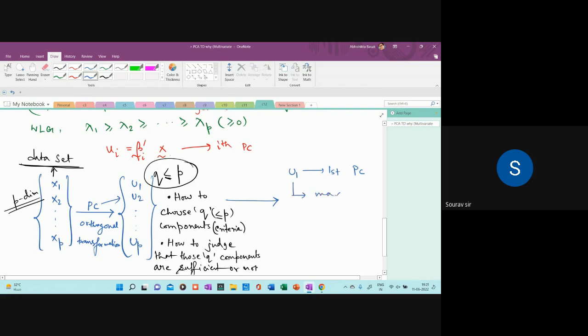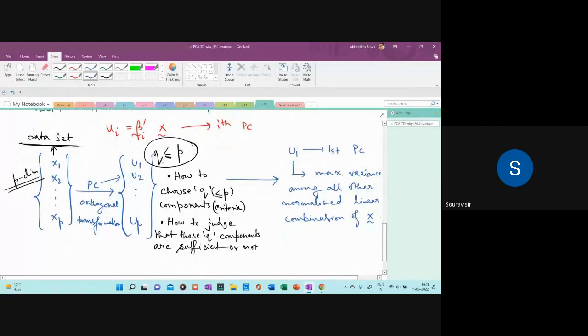So what features does u1 have? It has max variance among all other normalized linear combinations of x curl. This is my first component, u1. That means I am at least going to choose one component. This is for sure. So u1 is obviously going to be chosen. u1 is sorted out.